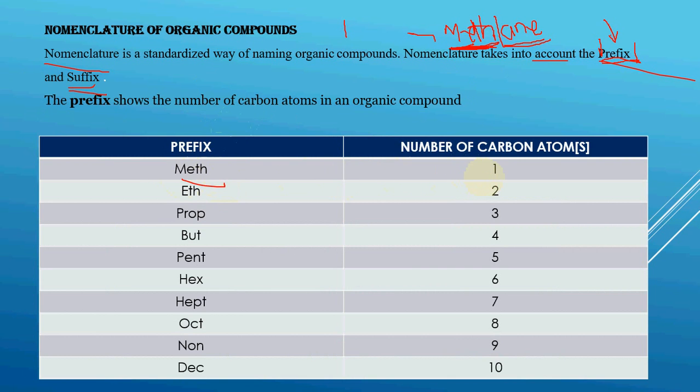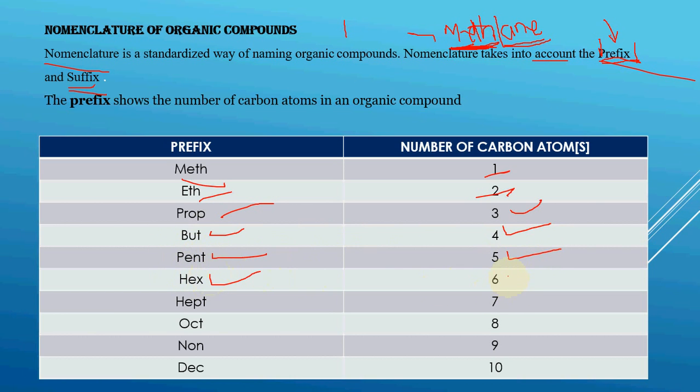Meth means 1 carbon atom. So every time you find a chemical compound having this sound, it means that in that particular section of the molecule there is only 1 carbon atom. And eth means 2 carbon atoms are present, and prop means 3 carbon atoms are present. But means 4 carbon atoms are present. Pent means 5 carbon atoms are present. I think you have heard of pentagon, a 5-sided polygon.